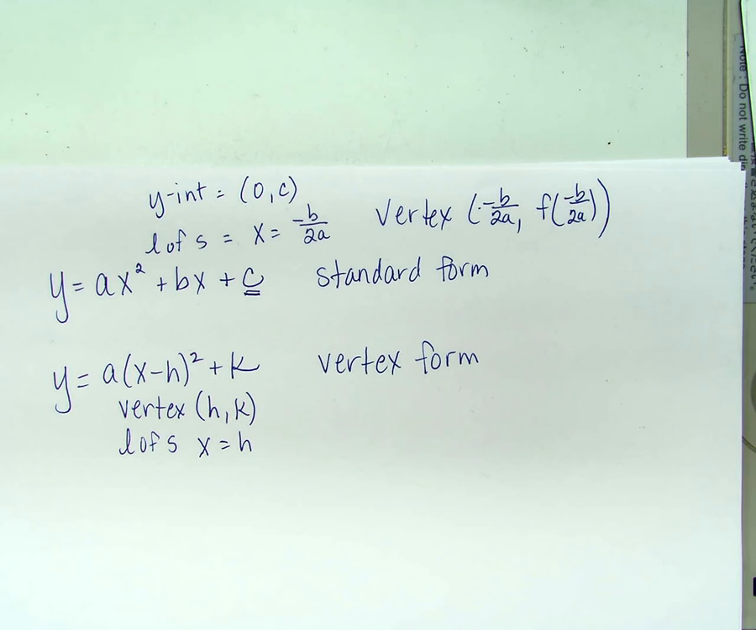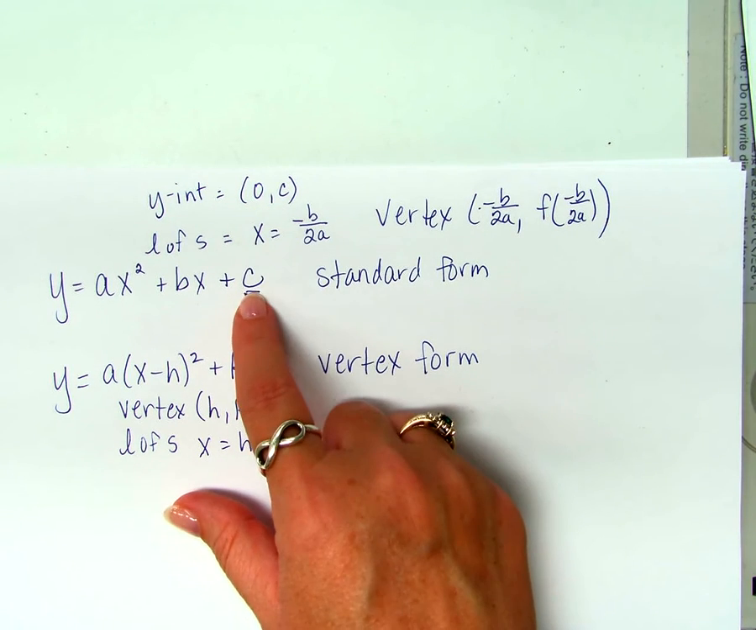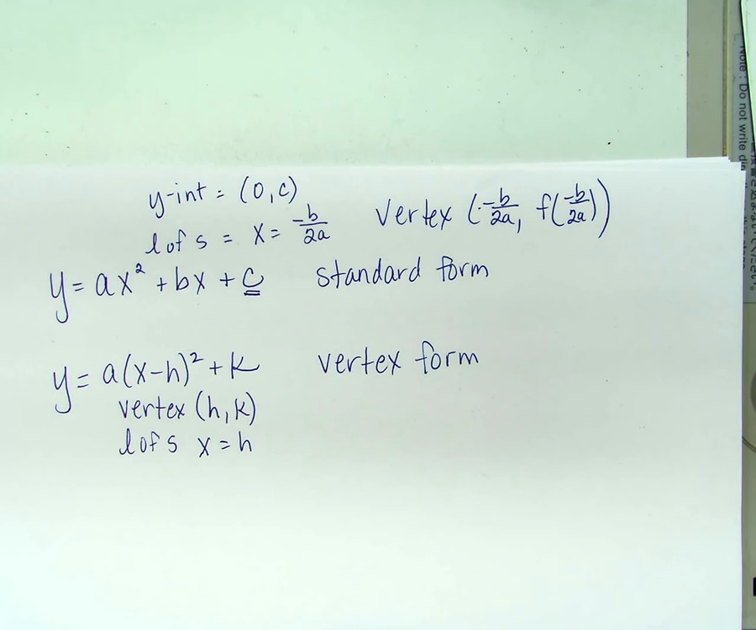We also know directly from the equation what our y-intercept is, 0, c. Whatever this number is right here, that's our y-intercept.